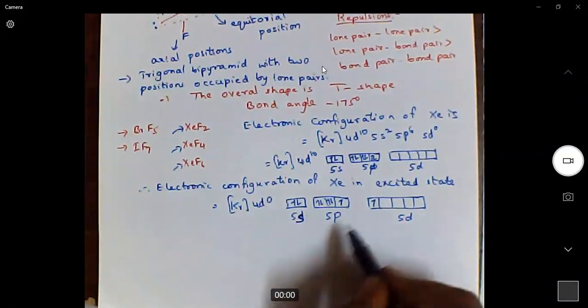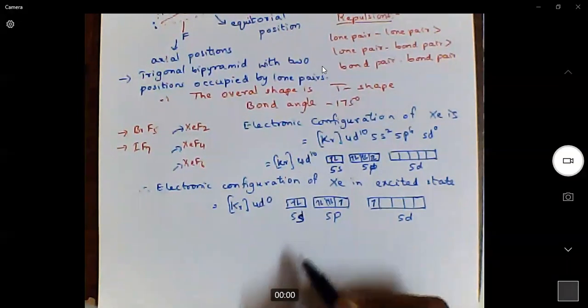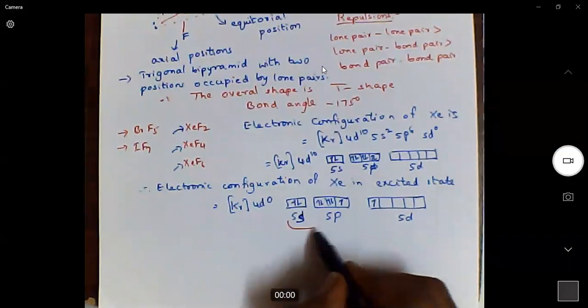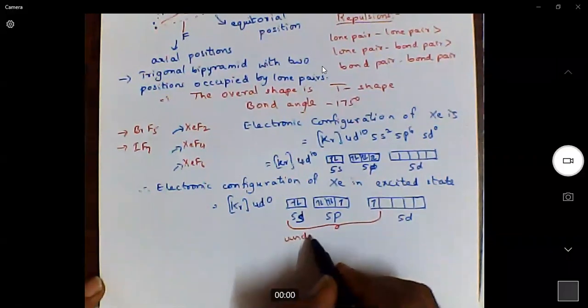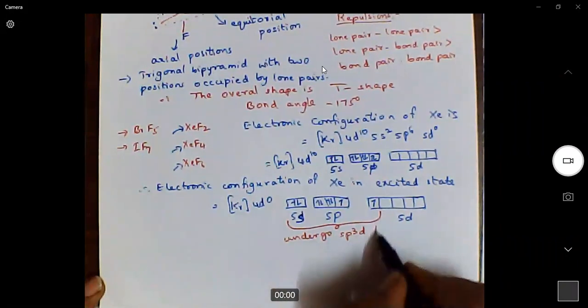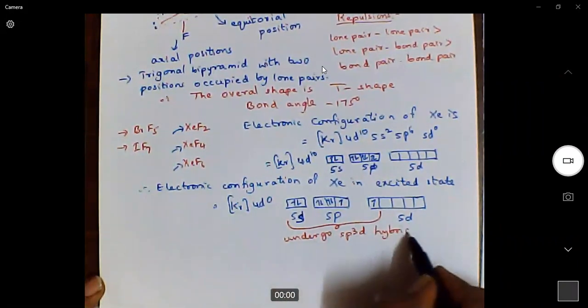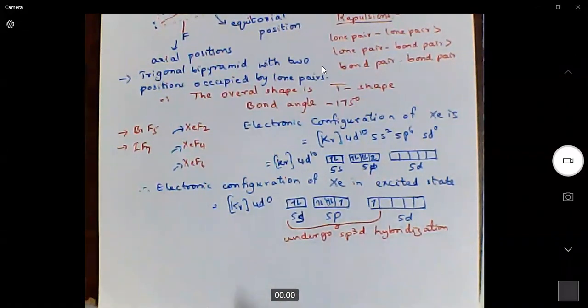So these two orbitals will be involved in bonding, but as I said, all the valency orbitals will be involved in hybridization. So they undergo sp3d hybridization. You write the next step, I'm not writing it.